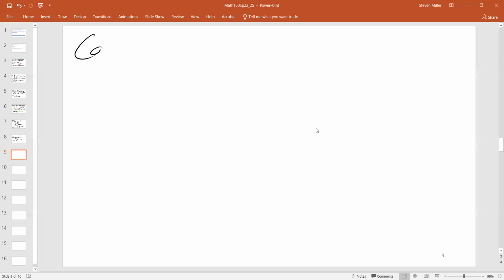Let's consider the sum n goes from 1 to infinity of 1 over n squared. What should my function f of x be?